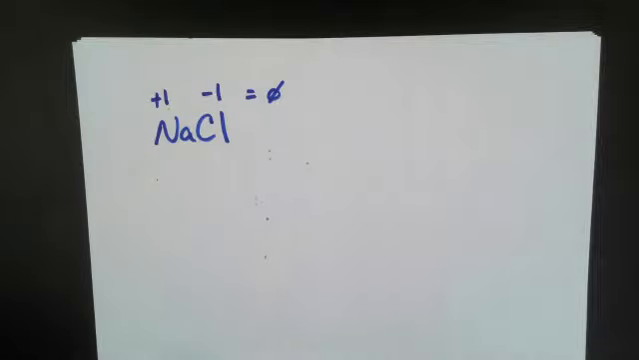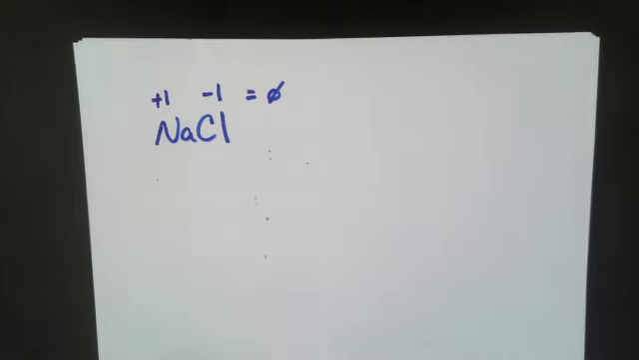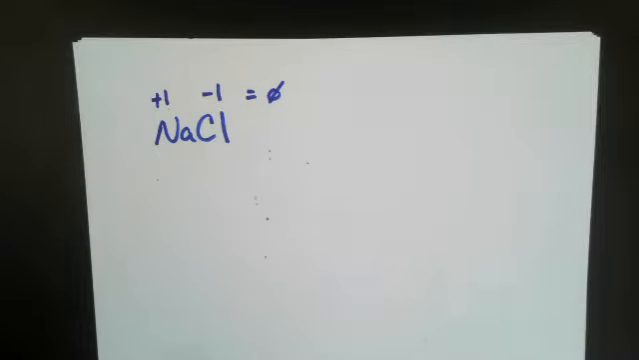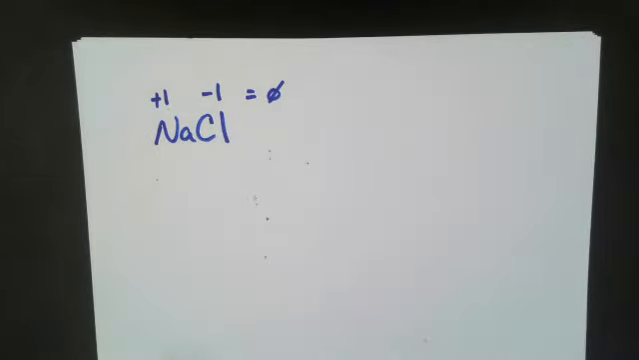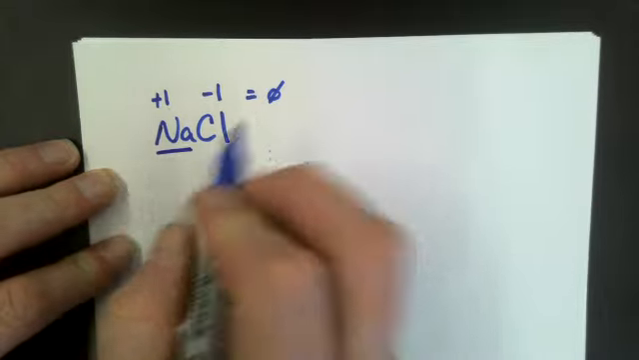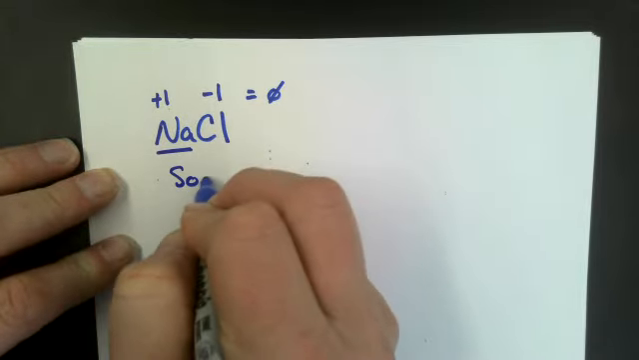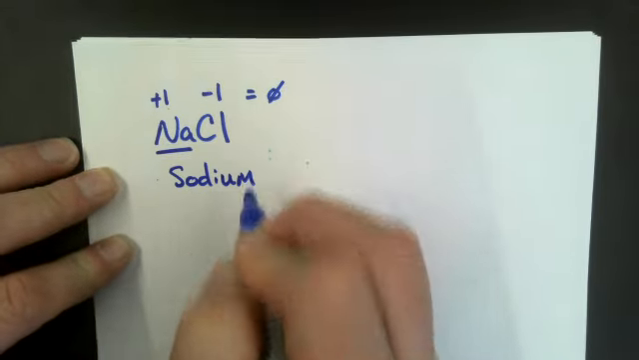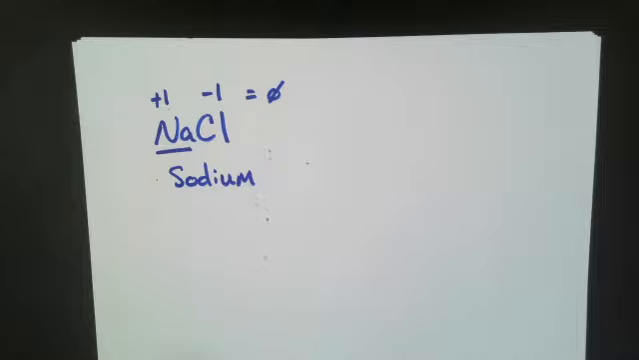Sodium will give its 1 electron to chlorine. Sodium drops down to the lower energy level, which is filled, and chlorine jumps up to the higher energy level being filled from there. So how do we actually name this one? The metal name, which is listed first, is always going to stay just as it is. So this is simply going to be sodium.